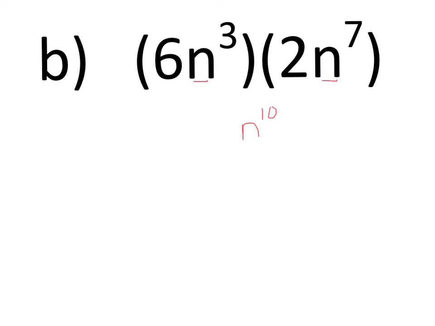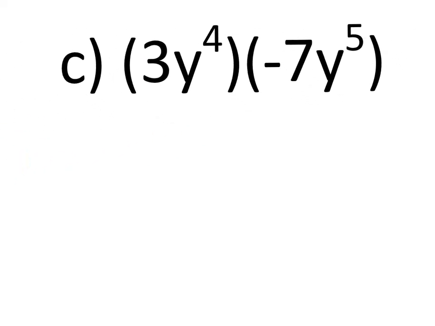Now, like I said, I am not going to teach you new rules about 6 and 2. You already know that 6 times 2 is 12. That goes out front, so you have 12 n to the 10th. And remember that this is a monomial. It's a number times a variable. Exponents are okay. All right, so letter C. Again, you're going to multiply. So 3 times -7 is -21. And then add up your y's. 4 plus 5 is 9. Again, side by side, we're going to add the exponents.